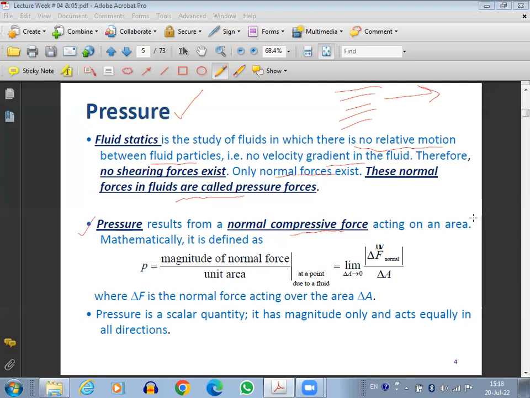Pressure is a scalar quantity. It has magnitude only and acts equally in all directions. So if there is something which is unidirectional, then we call it a vector quantity. If it is bidirectional, then it is a tensor quantity. But if it is acting in all the directions, then actually it is not acting in any one direction, so we consider it as a scalar quantity. It has magnitude but no specific direction, because it acts equally in all directions.